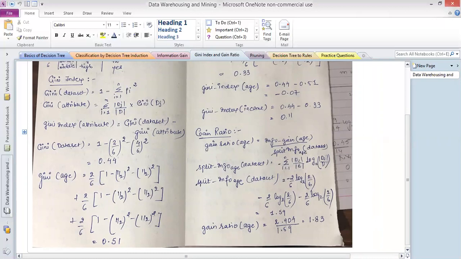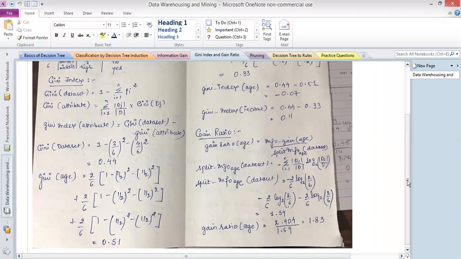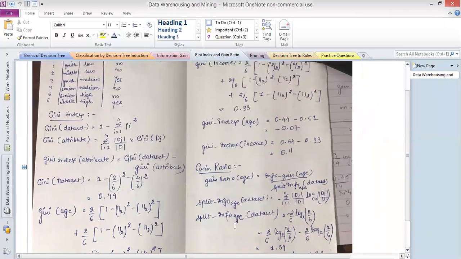There's a formula given here, summation i equals 1 to n, dj by d log dj by d to the base 2. We calculated. How do you do that? See here. I'm calculating the split info for age. How many unique values? 3. Youth, middle and senior. 2 youth, 2 middle, 2 senior. So what do I do? Out of the total tuple 6, it is going to be minus 2 by 6 log 2 by 6 to the base 2 minus 2 by 6 log 2 by 6 to the base 2 minus 2 by 6 log 2 by 6 to the base 2, which means as many unique values you have for age, you're taking account of all of them. For youth, we did 2 by 6 log 2 by 6 to the base 2.